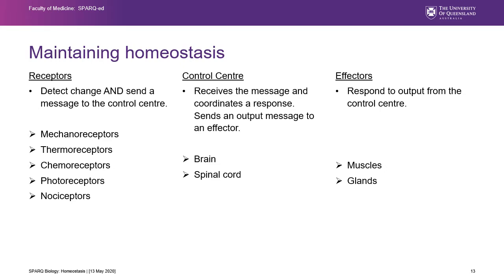Effectors' job is to respond to the output from the control centre, thus bringing us back to homeostasis. We have 2 main types of effectors. They are muscles and glands.